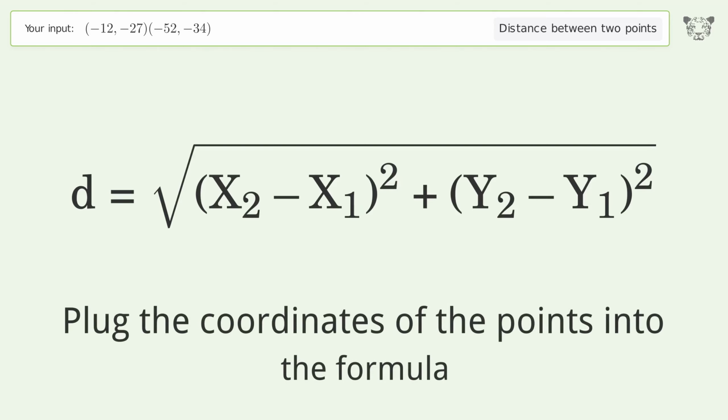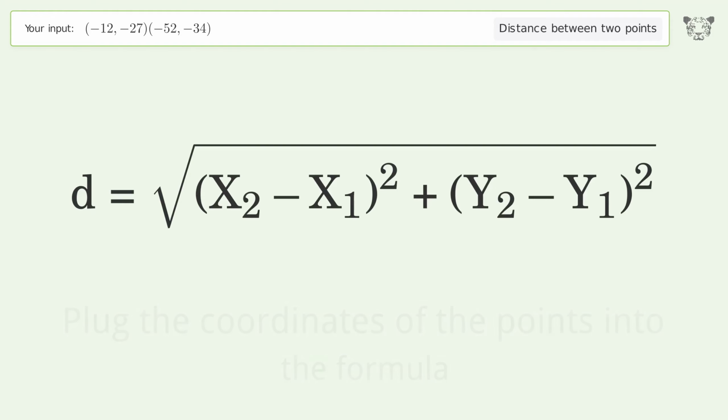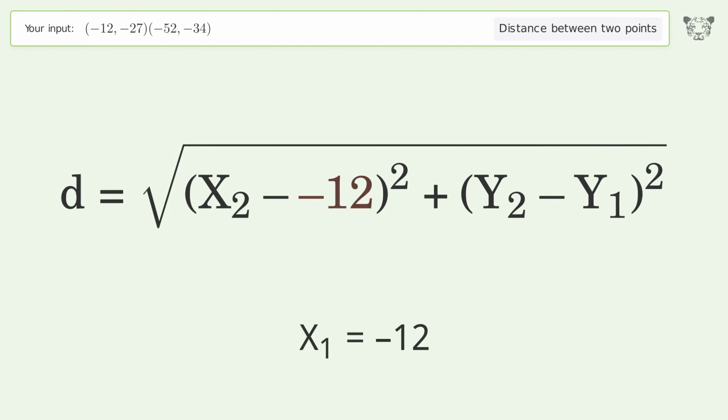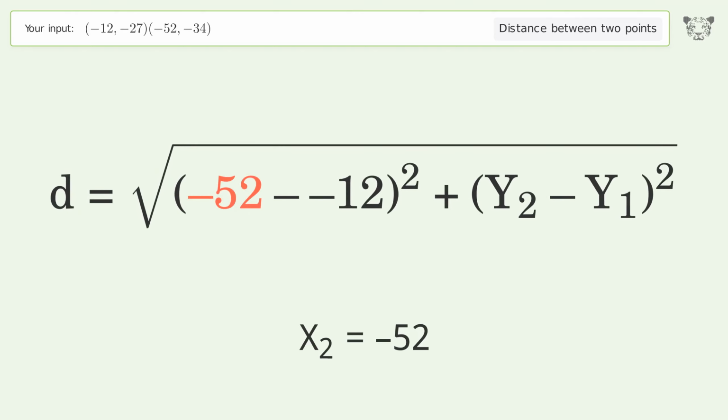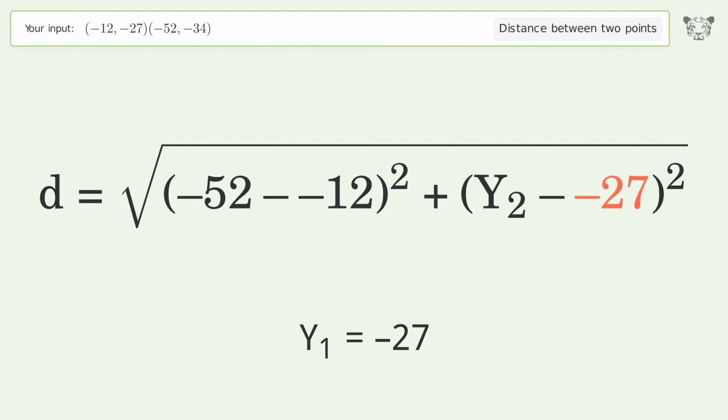Plug the coordinates of the points into the formula. x1 equals -12. x2 equals -52. y1 equals -27. y2 equals -34.